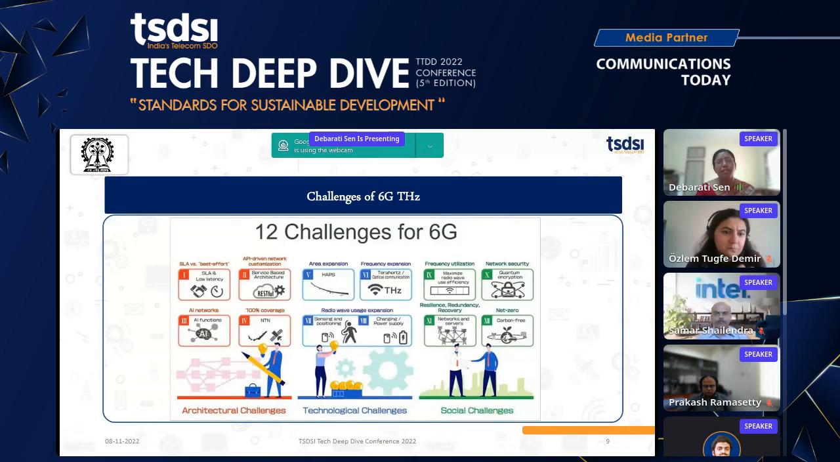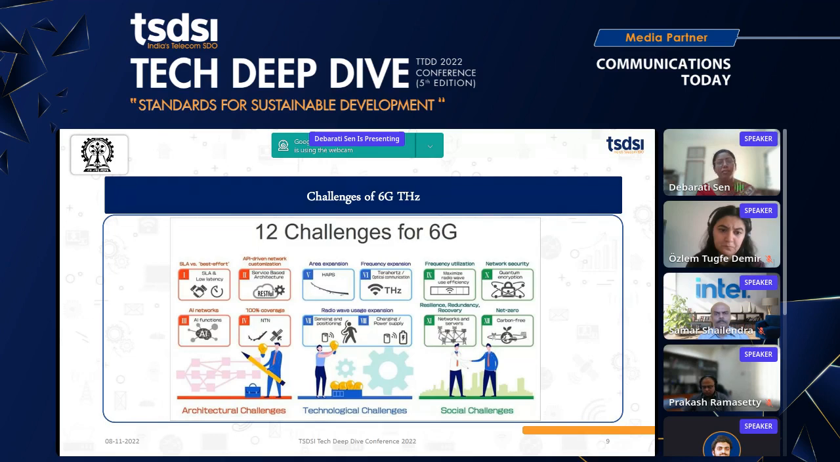These challenges are actually several, though I have written 12 here; if you explicitly divide them, the number may go up. But broadly, they can be classified into three parts: the architectural challenges, the technological challenges, and the social challenges. The architectural challenges will address 100% coverage with 100% reliability and a similar data rate. It is not like that; you can expect a lower data rate, and indoors you can expect a lower data rate in 6G. AI-driven networking, AI-driven network customization, SLA versus best effort. These are all architectural challenges expected to be addressed.